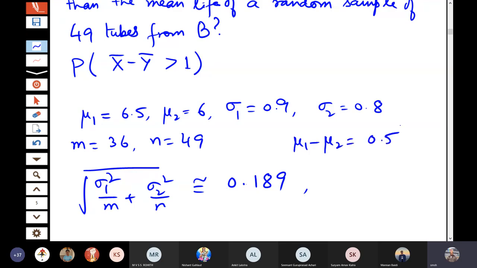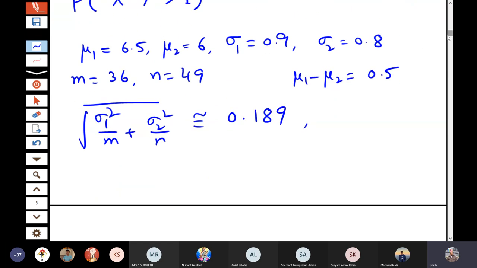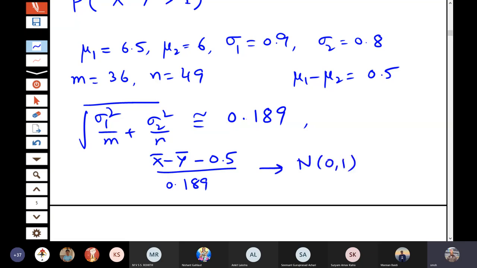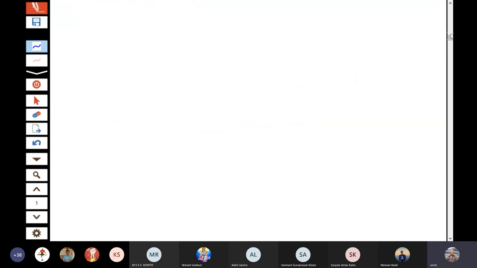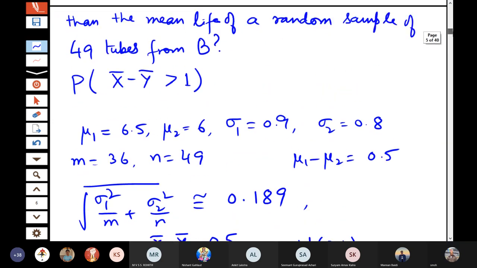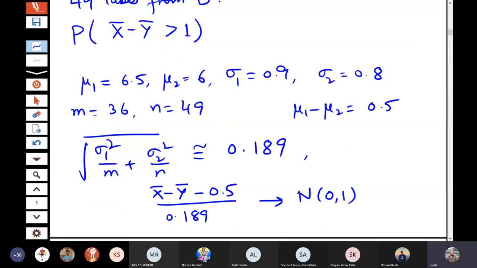So what will be the statement of the central limit theorem here? X bar minus Y bar minus 0.5, that is mu1 minus mu2, divided by 0.189. This will have a normal 0, 1 distribution. So now the question that has been asked here is the probability of X bar minus Y bar greater than 1. So we will use this distribution here.